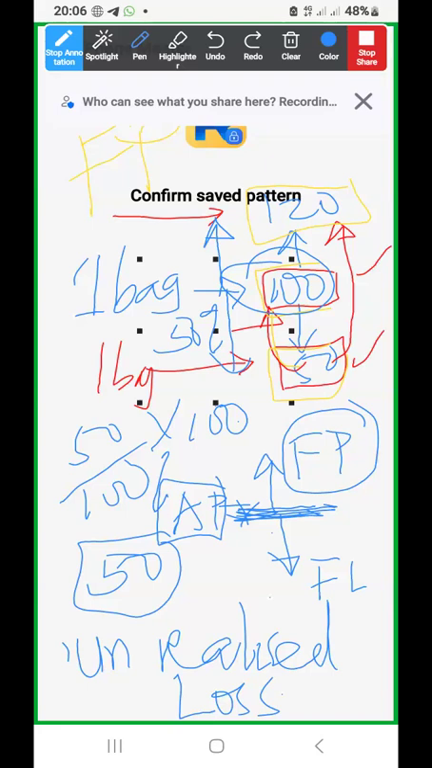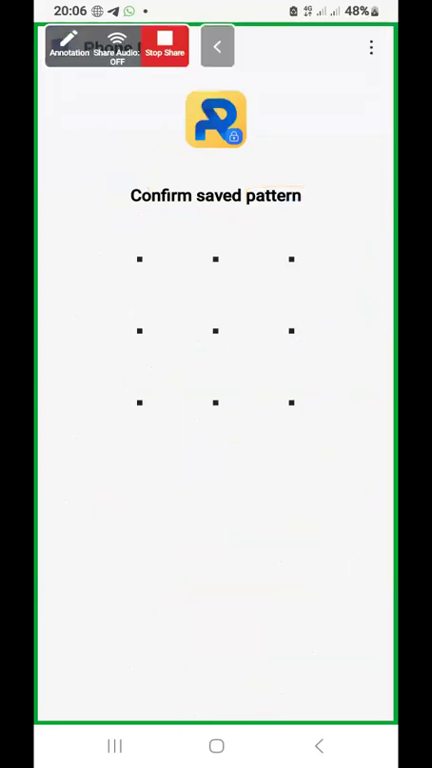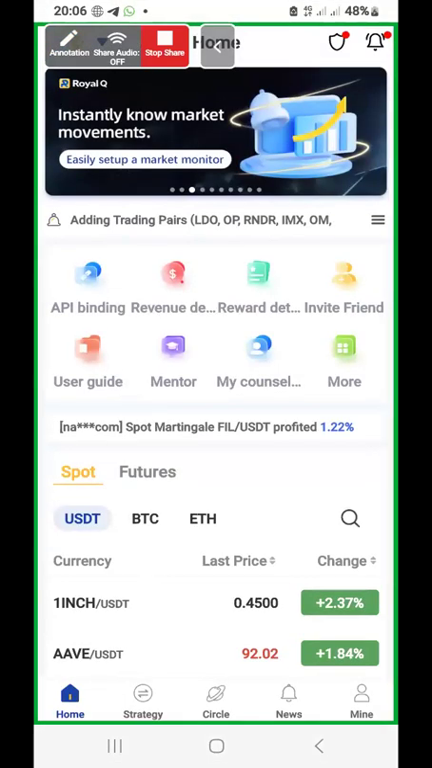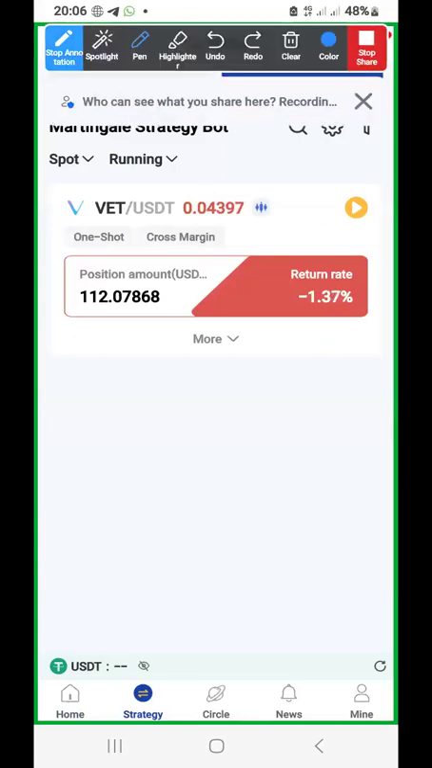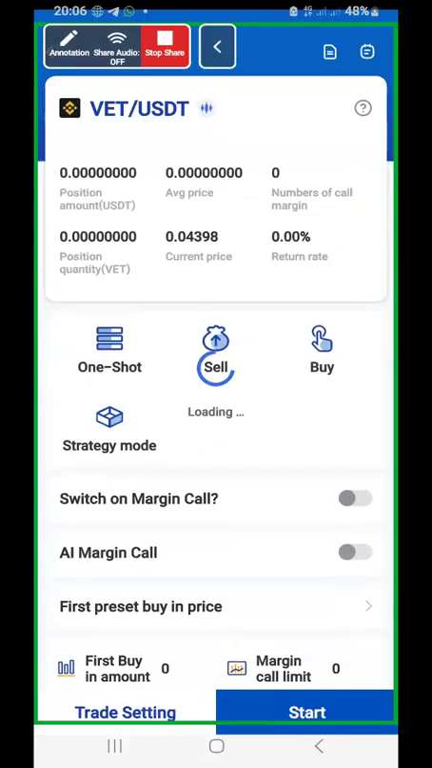You get that? Okay, so I'm going to give this example. I'm going to use a live example. There was a coin I was trading. Right. Now let's talk about VET. VET is the coin I am trading. Now look at this. Let me tap on VET, and I explain something.